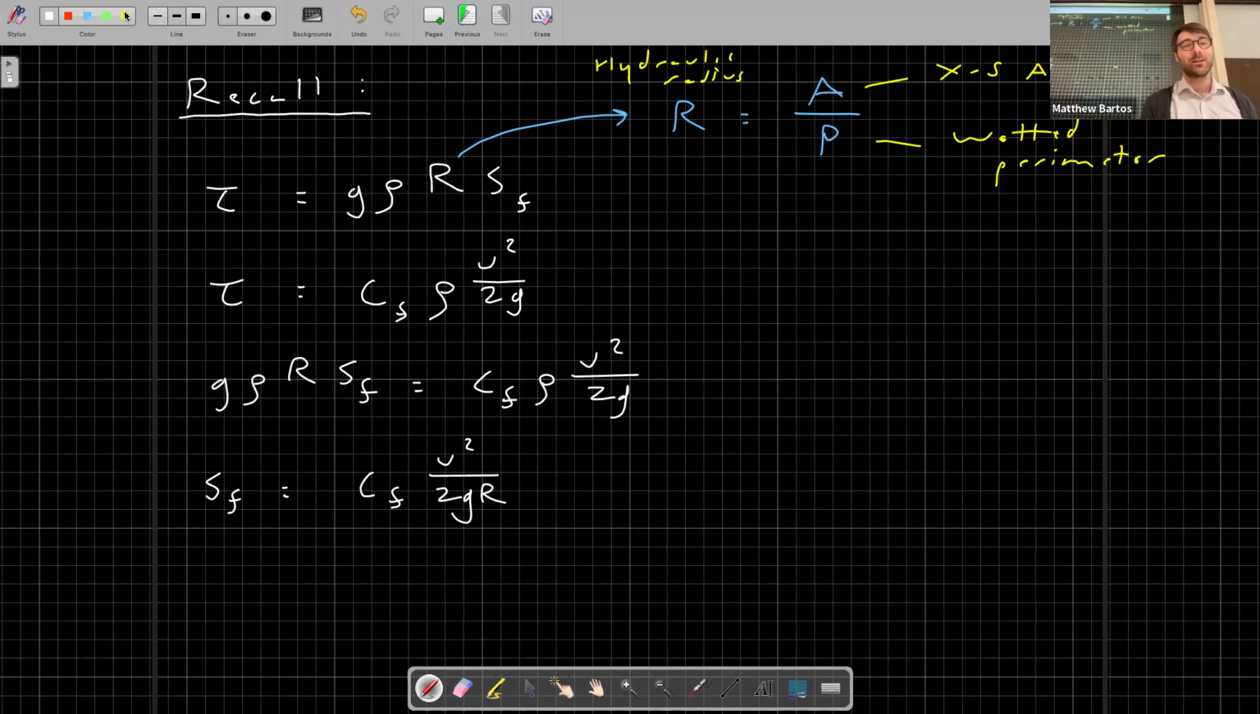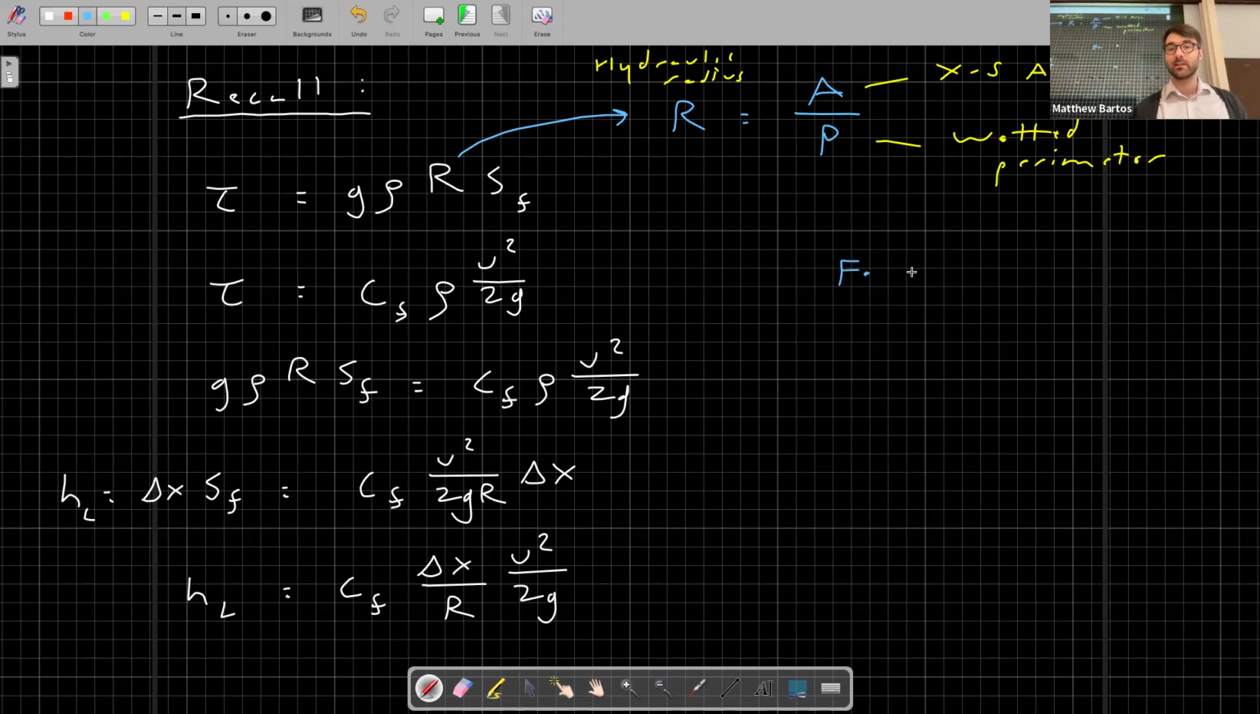Very good. So if we take this entire expression and we multiply both sides by delta x, this will give us the head loss. So we have that the head loss is equal to some drag coefficient CF times delta x divided by the hydraulic radius times the velocity squared divided by 2g. So for circular pipe, we were able to simplify this general expression for the frictional losses.